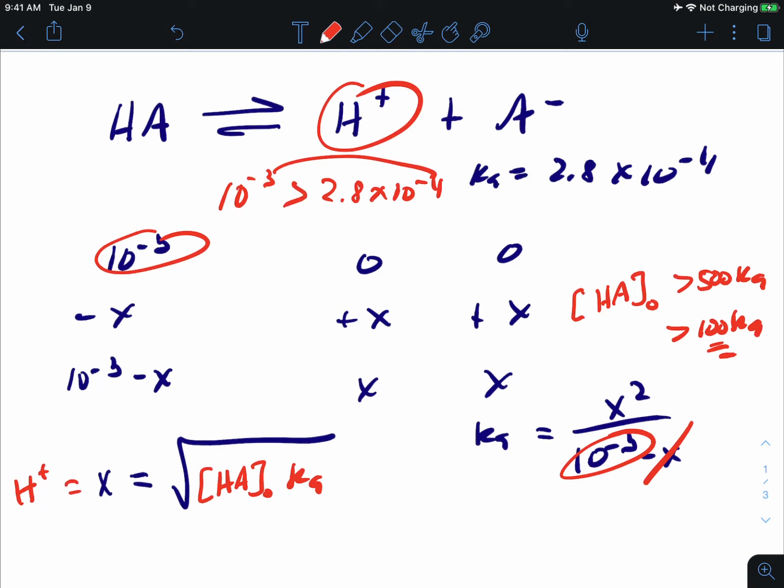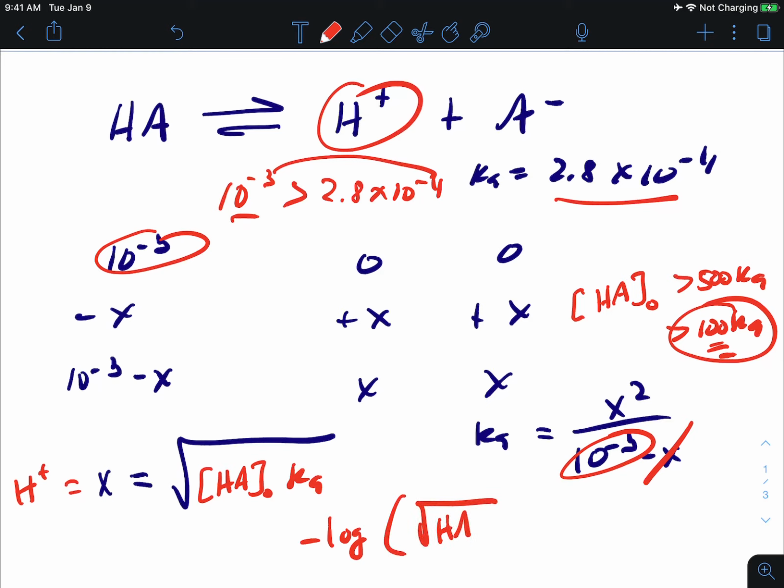So this is your shorthand notation. You don't have to set up the RICE table. You simply look at your Ka. You simply look at your initial concentration. If this holds true right here, then you simply do x is equal to the square root of the initial concentration times the Ka. And since the pH, if the question is asking you for a pH, is just the negative log of hydrogen ion concentration, it ultimately becomes the negative log of the square root of HA naught times Ka, and this is a concentration. And then you have your answer.